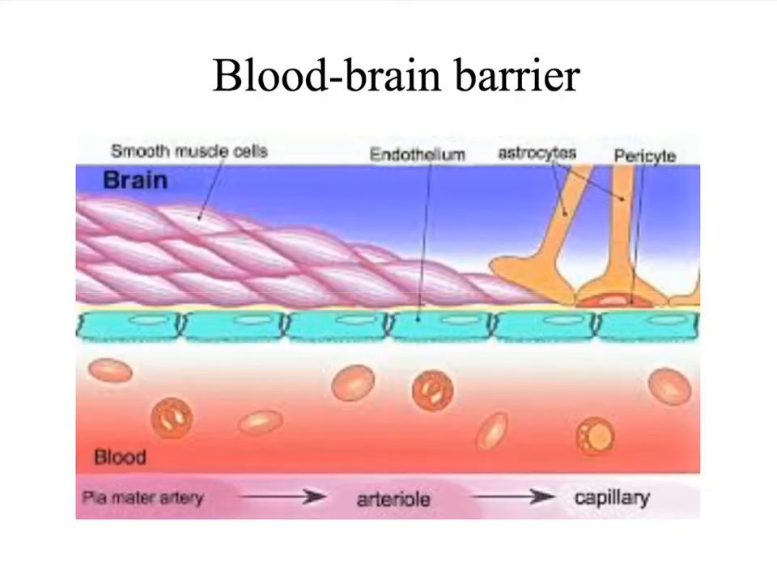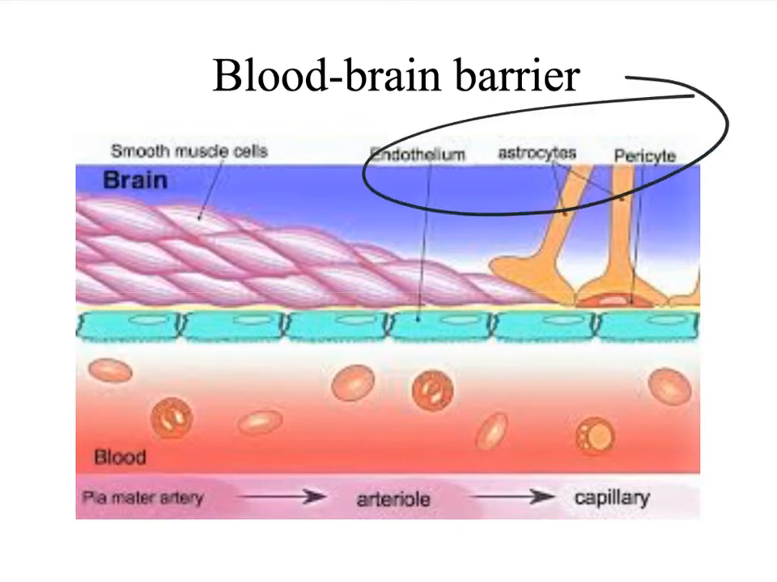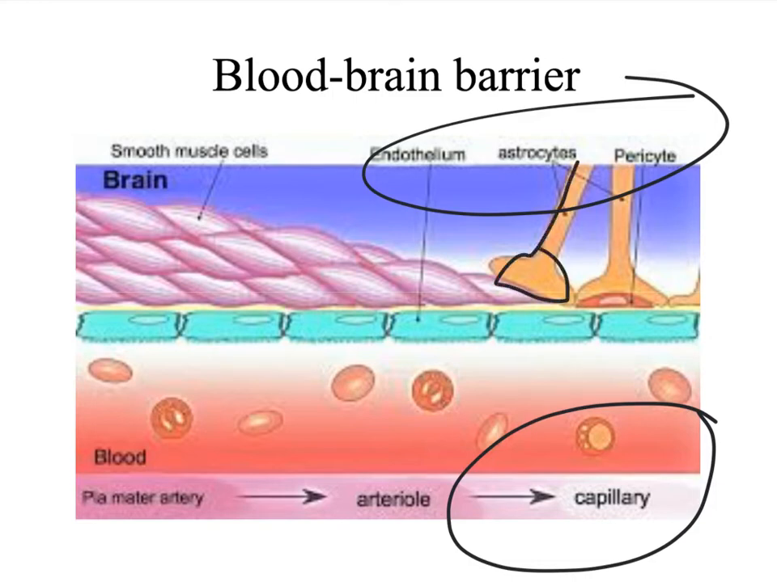So here's a closer look at what I'm talking about with the blood-brain barrier. On this side, you've got the brain and the cerebrospinal fluid. On this side, you've got the blood system. So your astrocytes are going to help provide one more barrier that things would have to pass through to get into the central nervous system.